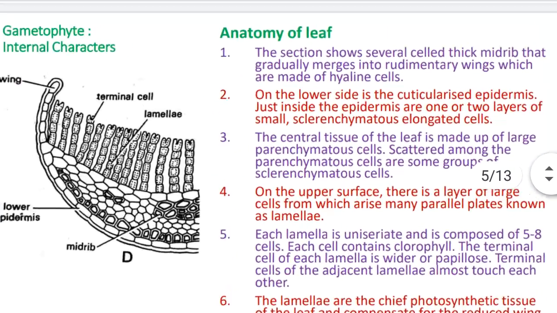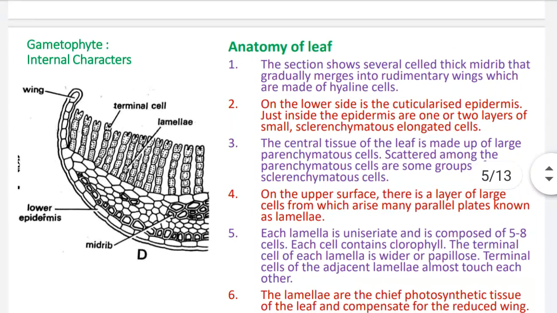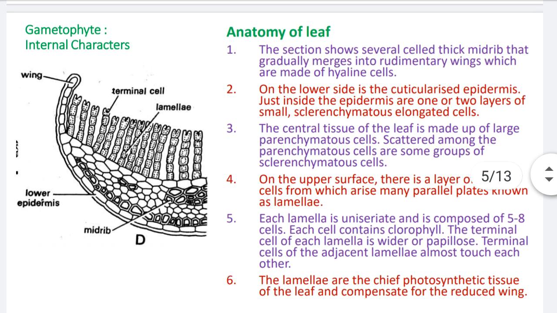Now the next aspect is the anatomy of the leaf. Point number 1: the section shows a several-cells-thick midrib that gradually merges into rudimentary wings, which are made up of hyaline cells. At the center there is a thick midrib, which means the midrib is made by thick-walled cells, gradually merging into rudimentary wings.